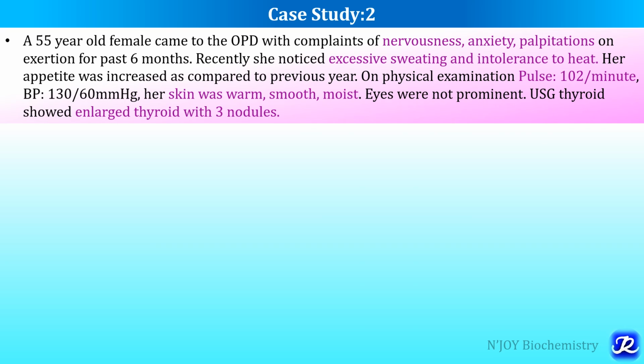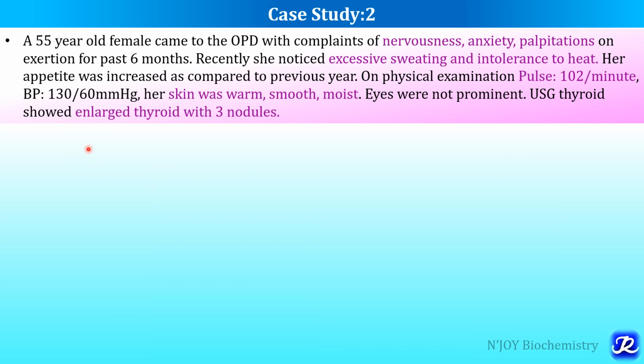Now let's see the second case where a 55-year-old female came to the OPD with complaints of nervousness, anxiety, palpitation on exertion for past 6 months. Recently, she noticed excessive sweating and intolerance to heat. So all these are the clinical features or symptoms of hyperthyroidism. Appetite was also increased compared to previous year, and on physical examination, there was tachycardia, pulse 92 per minute, BP 130/60, skin was warm, smooth, moist, but eyes were not prominent, means it may not be a Graves' disease.